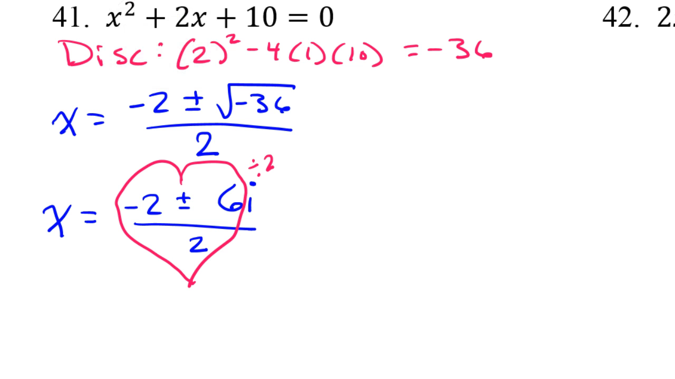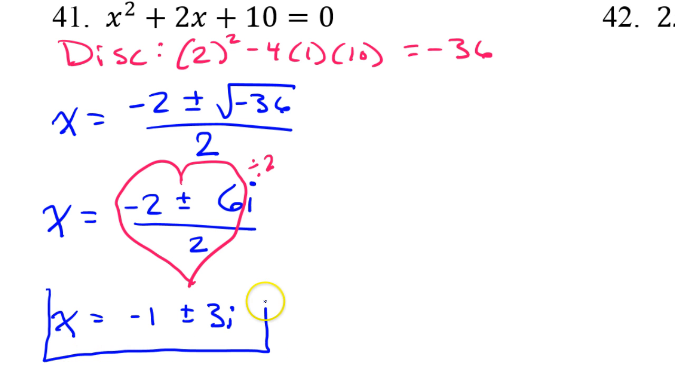If I divide all three of these by 2, then I get negative 1, and here I get plus or minus 3i. And 2 divided by 2 is 1, but we don't put a 1 down in the denominator by itself. So this is the final answer for number 41.